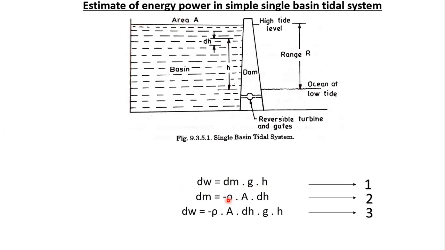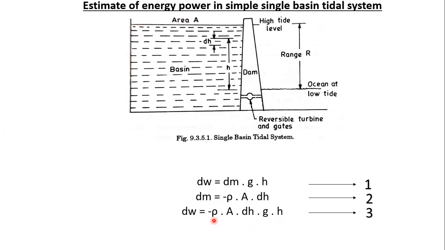Okay, and here the next equation. We know that the work done dW is equal to dm into g into h. But we know that we can write dm is equal to minus rho A dh. So if you substitute this dm value here, we will get the final total expression: dW is equal to minus rho A dh into g into h.